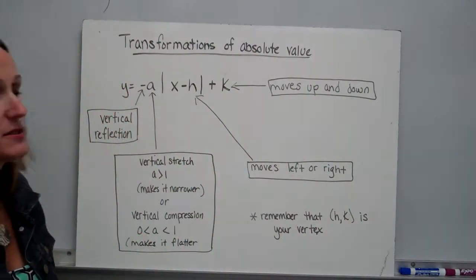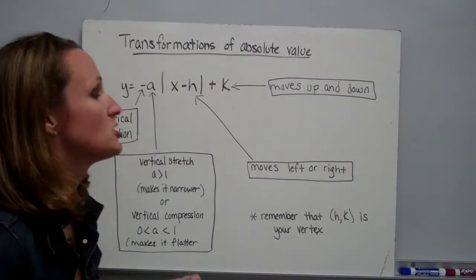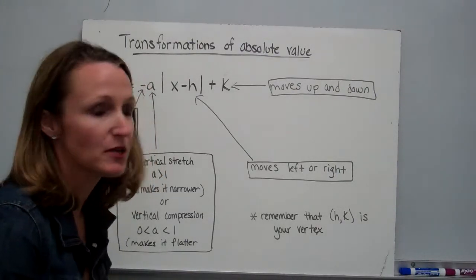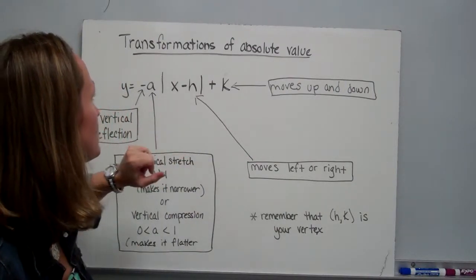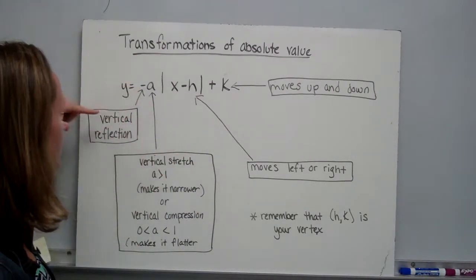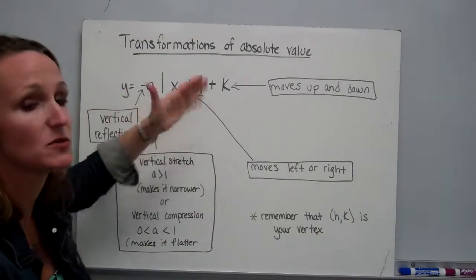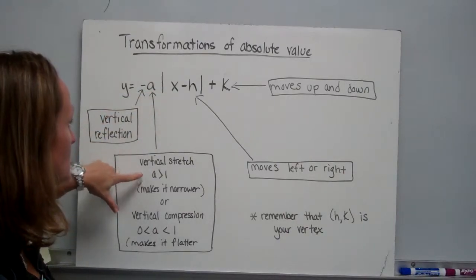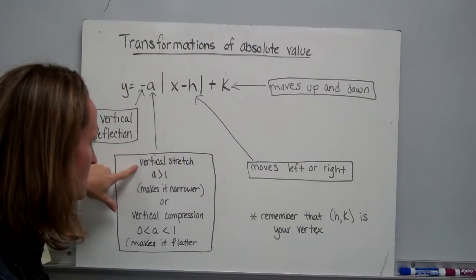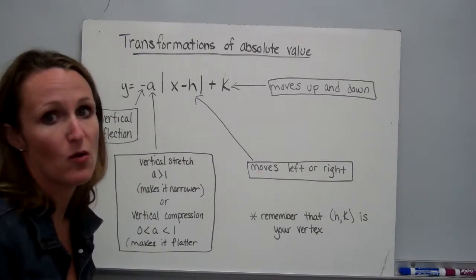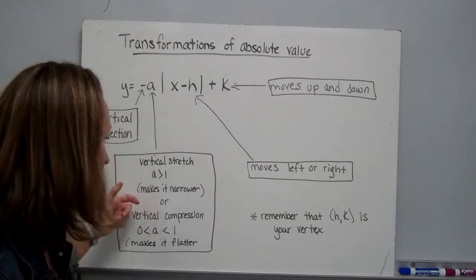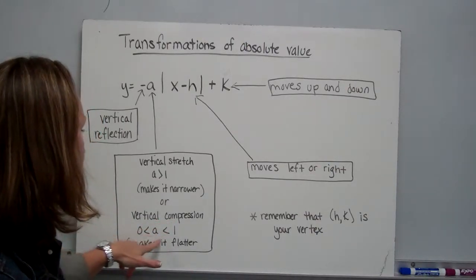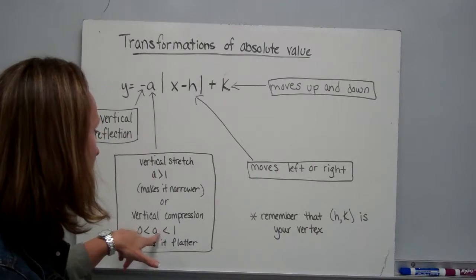So now let's talk about what happens if we want to transform it. Just like when we transformed quadratic equations, you can transform your absolute value graph. Out front, the negative is going to cause a vertical reflection, which means it's going to flip it over your x-axis. This A in front of it, if it's greater than 1, you get a vertical stretch, which means it makes it more narrow, just like we did before. Or you can get a vertical compression, which makes it flatter, if you have a fraction where 0 is less than A and A is less than 1.